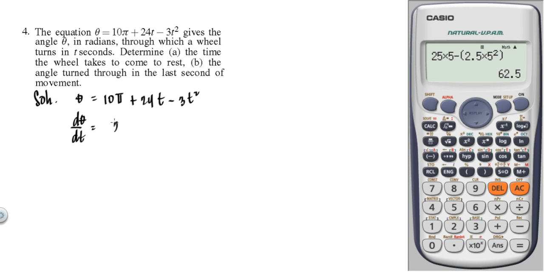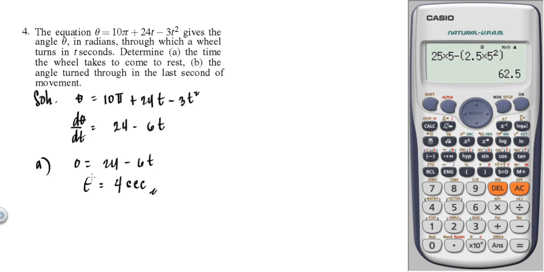So, 24 minus 6t. What is the time? The time the wheel takes to come to rest. So, velocity is 0, right? So, equate this to 0. This is letter A. 0 is 24 minus 6t. So, time is equal to 24 over 6, which is 4. The time the wheel takes to come to rest is 4 seconds.